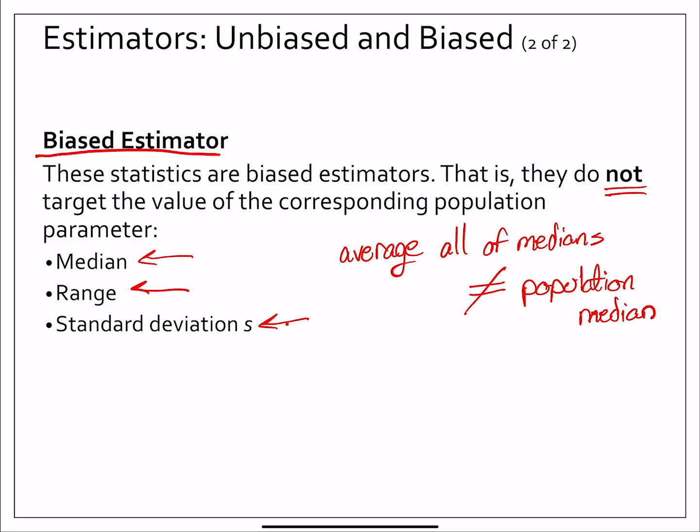The same thing for the ranges. If I average all of my ranges, I'm not going to end up with the population range, right? And with the standard deviation, if I just find the average of all of my standard deviations, I won't end up with the population standard deviation.